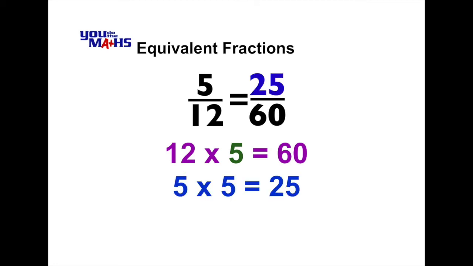We can see here from our working out that both the top and bottom line of the first fraction, in other words 5 and 12, have been multiplied by 5 to give us the new answer, which is 25/60. So for a fraction to be equivalent to another fraction, we need to be able to multiply or divide the top and bottom line of the fraction by the same amount to achieve the equivalent fraction.